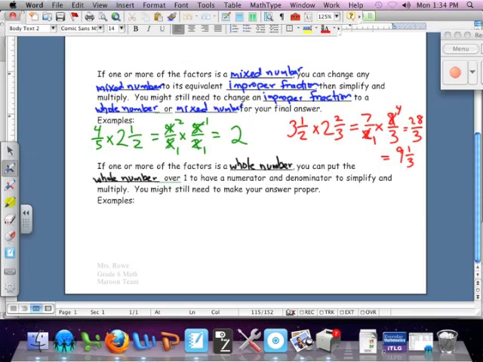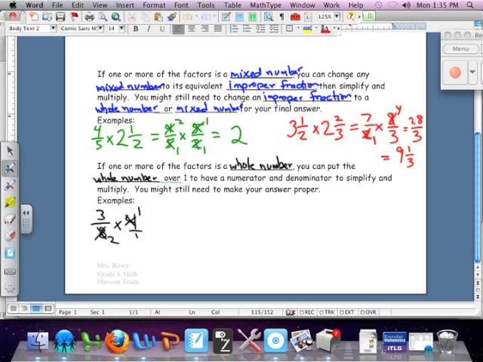So if I have 3/8 times 4, I told you when we encountered that on the homework the other day that you can just put it over 1. And that takes care of the roadblock. I now have a numerator and a denominator. Now that I have a numerator and a denominator, is there anything I can simplify before I multiply? The 8 and the 4 can each be divided by 4. The 8 becomes 2 and the 4 becomes 1.